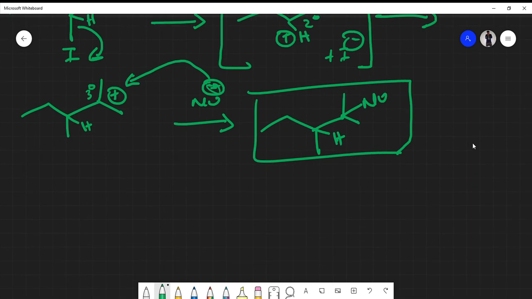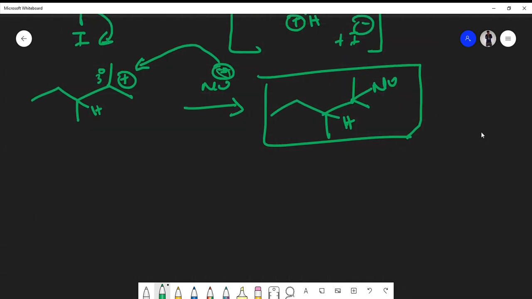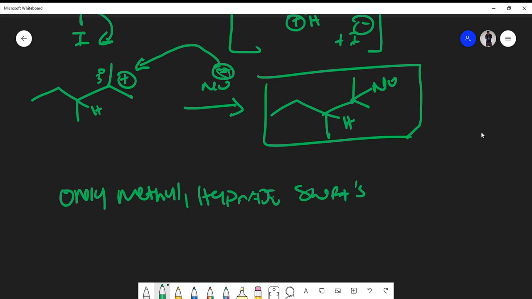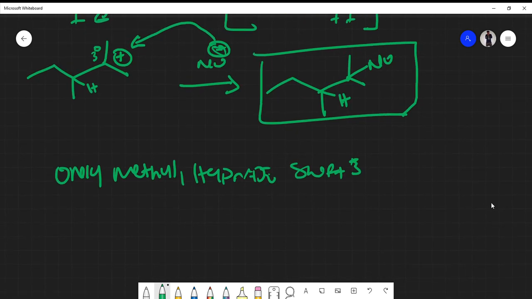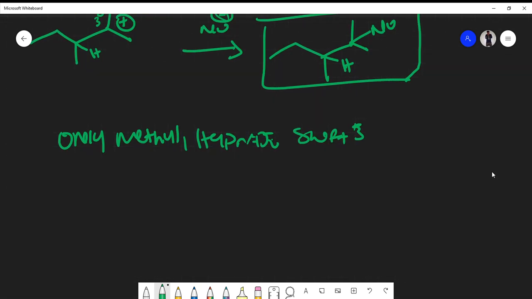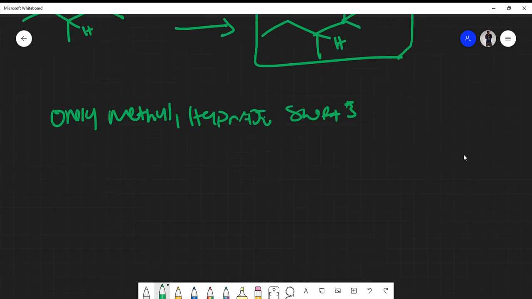Now, in organic chemistry, especially for where you're at right now, write this down, we only have methyl and hydride shifts. So only methyl and hydride shifts. Again, notice that it is beneficial, I'm moving the carbocation to a more stable carbon. So let's do one more example before we wrap it up.